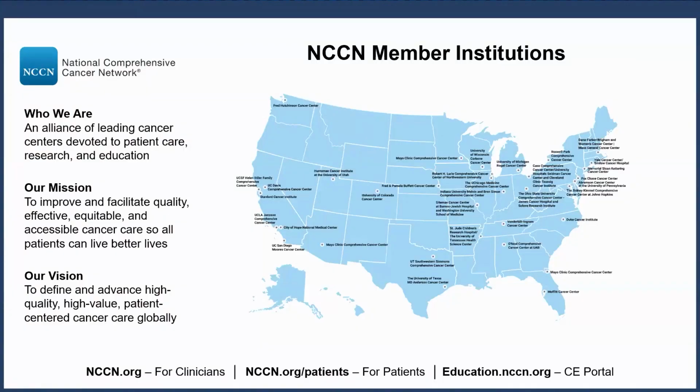NCCN has a map here of member institutions, one of which I'm part of in Utah, Huntsman Cancer Institute at the University of Utah. We are an alliance of leading cancer centers that are devoted to patient care, research, and education, and our mission is to improve and facilitate quality, effective, equitable, and accessible cancer care so all patients can live better lives. And our vision is to define and advance high-quality, high-value, patient-centered cancer care globally. And during my time on the panel for the management of immunotherapy-related toxicities, I've had a pleasure working with experts across the United States and bringing the best experience and expertise to the guidelines so that you can benefit from them. And so I hope to share some of that with you today.